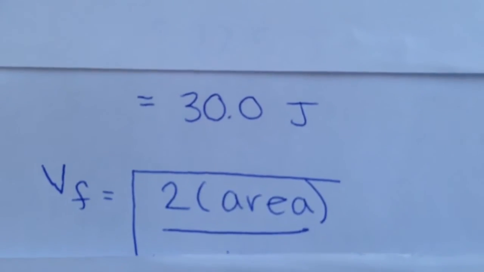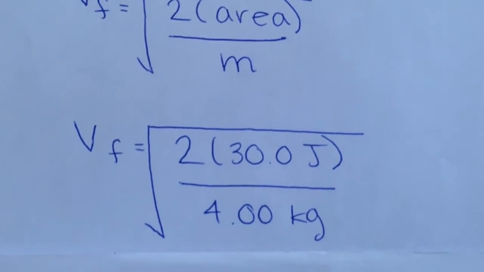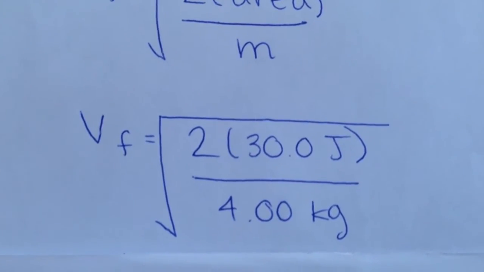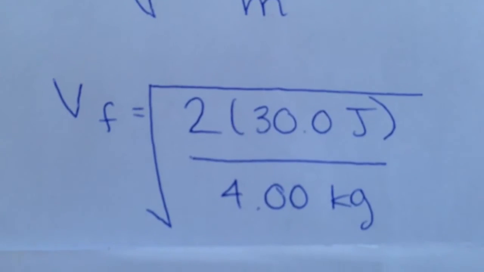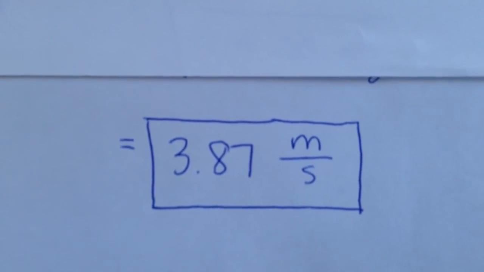So we plug this into the equation like we've done the past two times, and we get velocity final is equal to the square root of 2 times 30 joules over 4 kilograms. And we come out with the answer 3.87 meters per second.